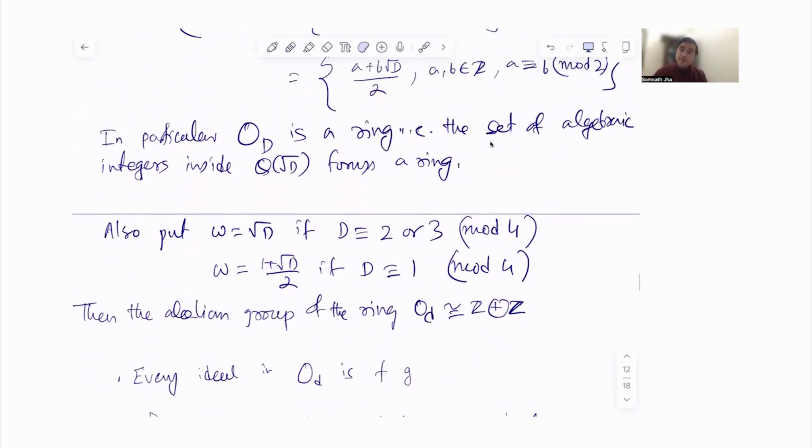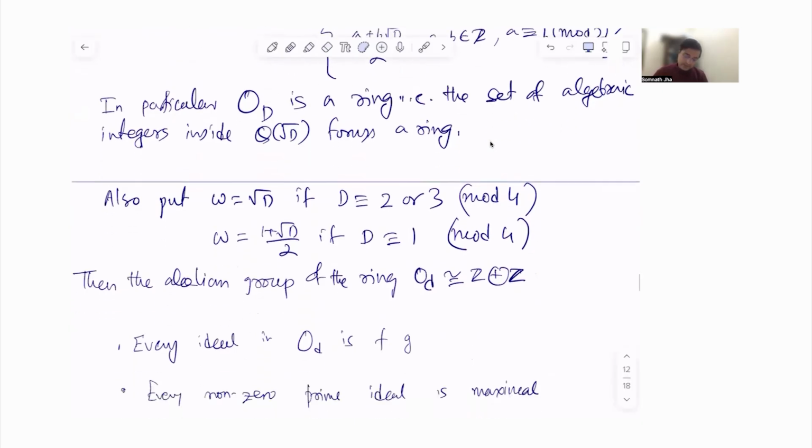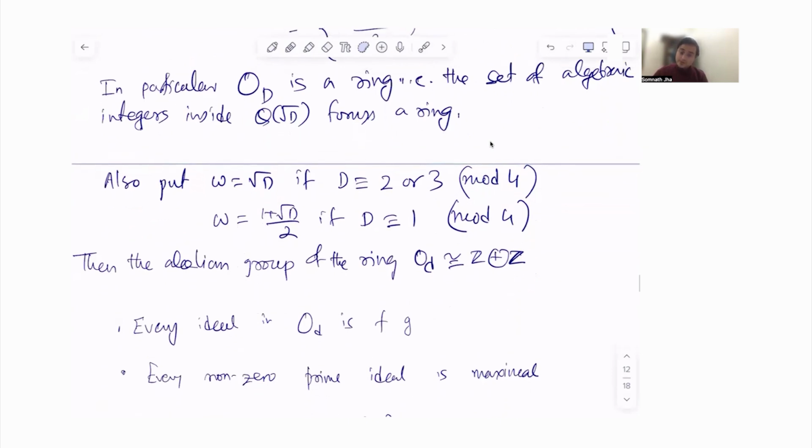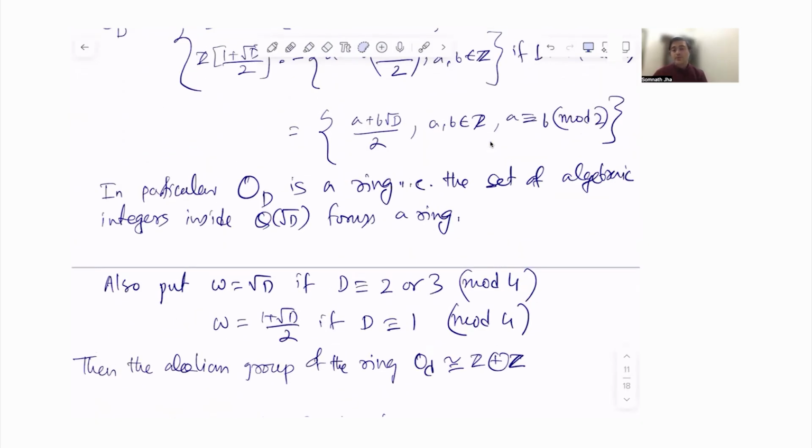So, what we are interested in this course: what are the ideals in this ring? What are the prime ideals in this ring? What are the maximal ideals in this ring? Is this ring a PID? And what are the units in this ring? This is what we are going to study in the next few weeks. And when this ring is a PID or not is another central question that we will study. So we'll continue on this.